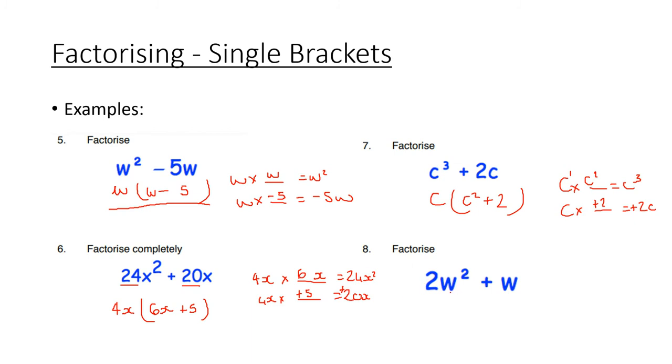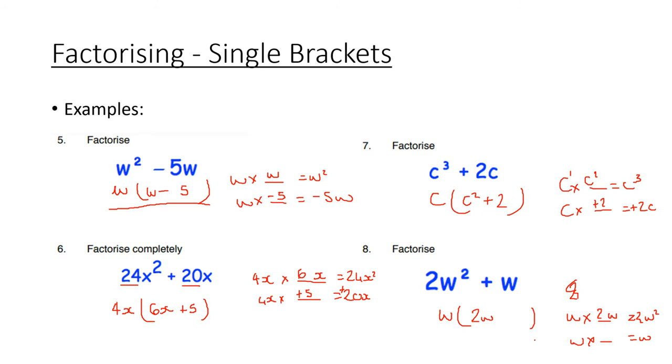And finally, example 8, what's common between 2w squared and w? The answer is w, so w comes out. Not 2, sorry. w times by what gives you 2w squared, and then w times by what gives you w? Remembering here, we've got our w squared, so we're going to have a w there. And 1 times what gives you 2 is 2, so your answer would be 2w for this one.